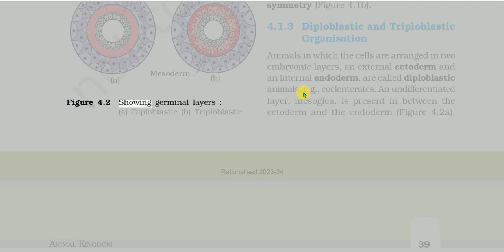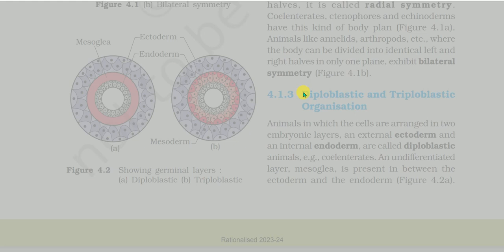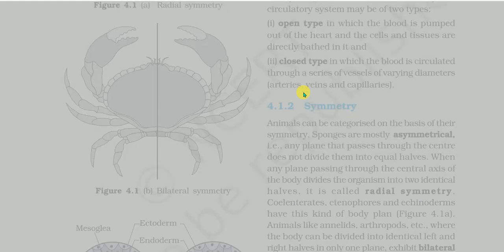Figure 4.2 showing germinal layers, A. Diploblastic, B. Triploblastic. Ectoderm, mesoglea, endoderm. Mesoderm. Figure 4.1, B. Bilateral symmetry. Figure 4.1, A. Radial symmetry.